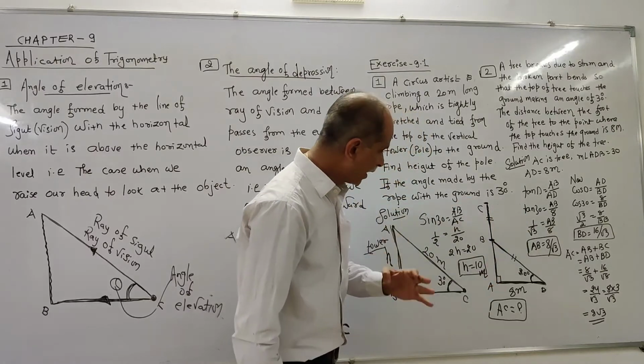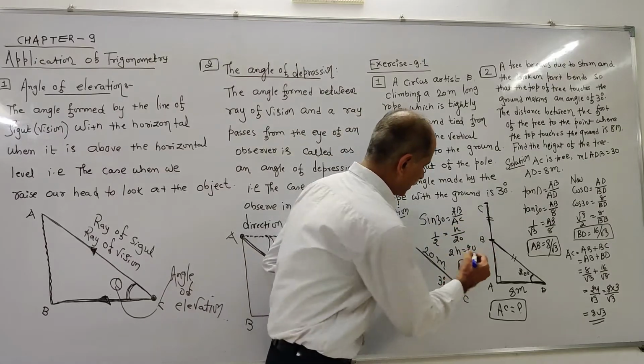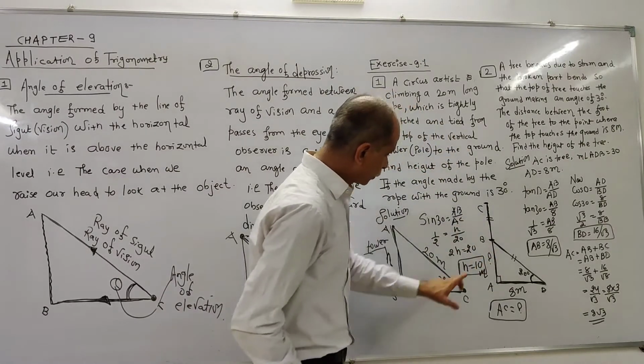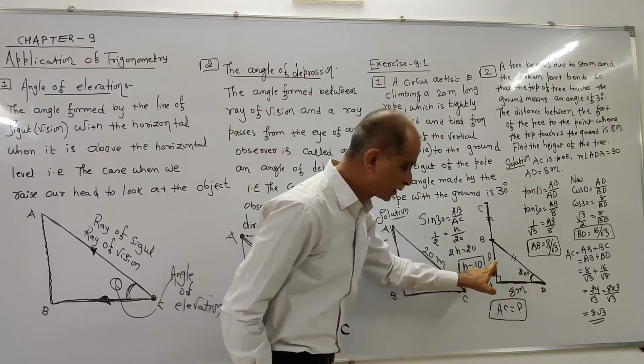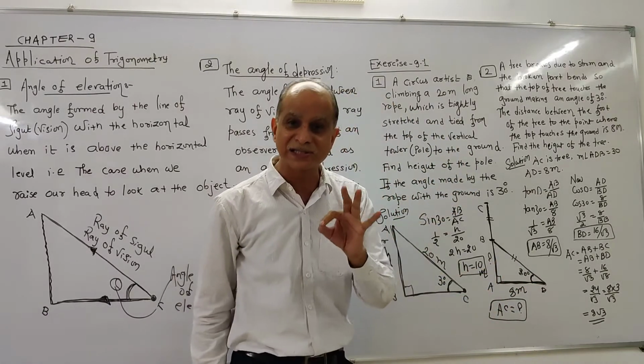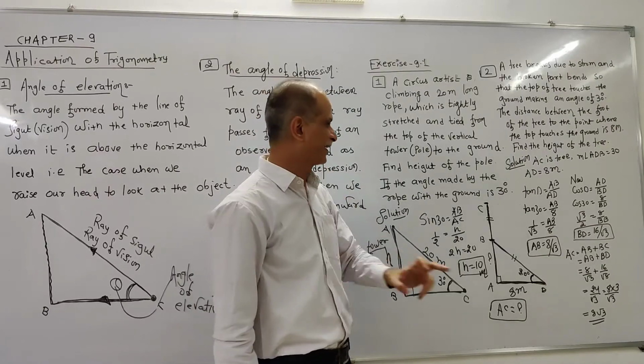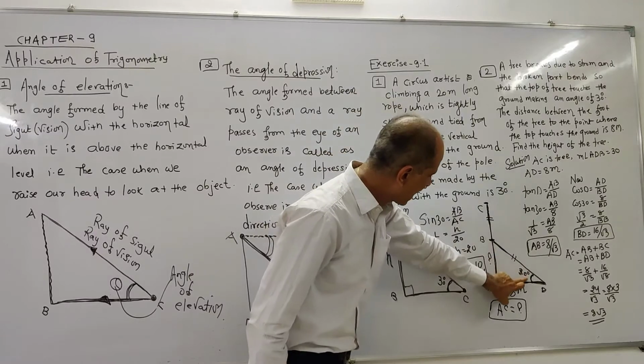AC. So you can divide AC into two parts, AB and BC. So let us find out AB. Here AB means the opposite side of the 30 degree, and AD is the adjacent side of the 30 degree. So you can use tan 30 degree. So let us use tan D.